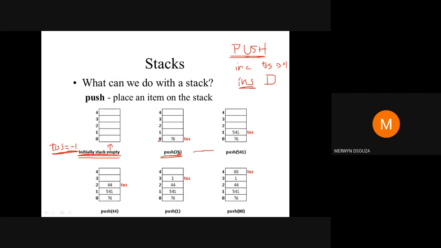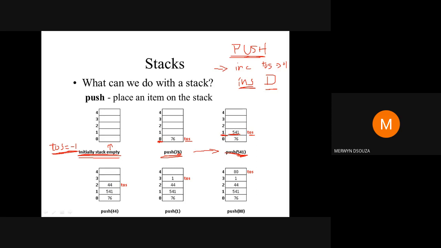In the next step, again we'll try to push. Now we are trying to push the value as 541. Okay, another integer value. So again you do the first step. The first step is increment top of the stack. What is the value of top of the stack? 0. Okay, increment it by 1. So when you increment it by 1, what will be the new value of the top of the stack? 1. 0 plus 1 is 1. So now top of the stack is present at 1. Okay, so at that place you put the value 541, the data. So therefore 541 is inserted at index, array index 1.